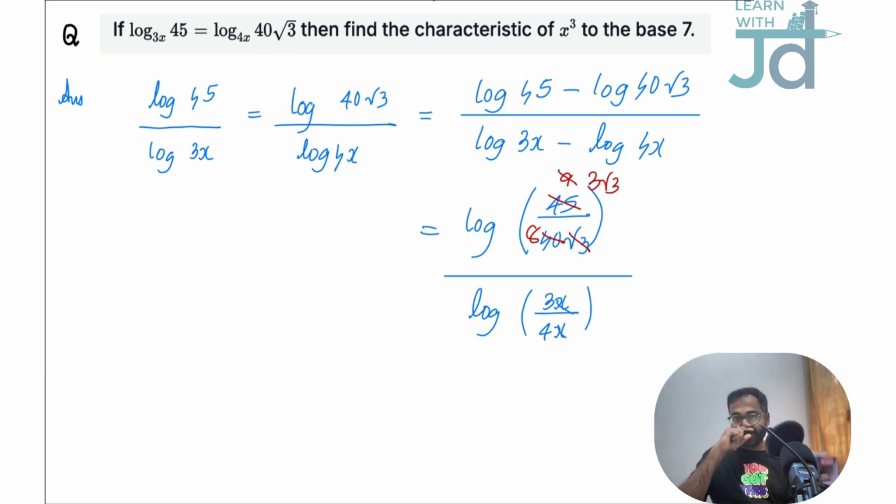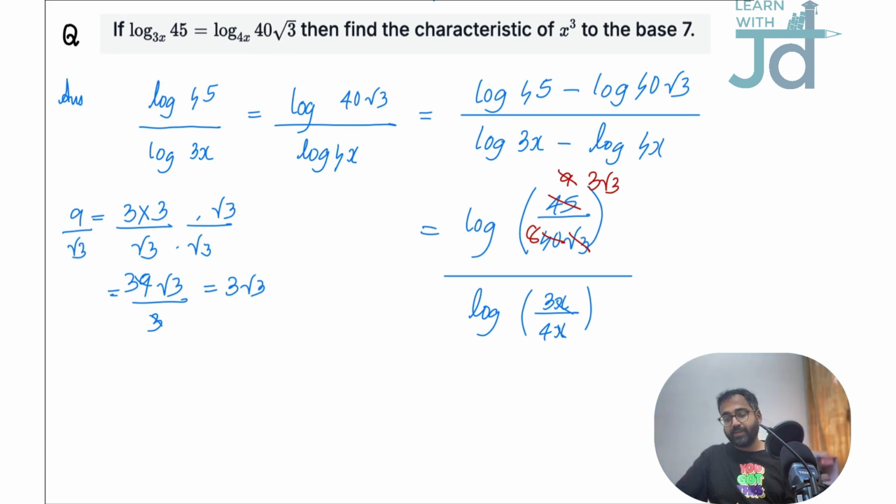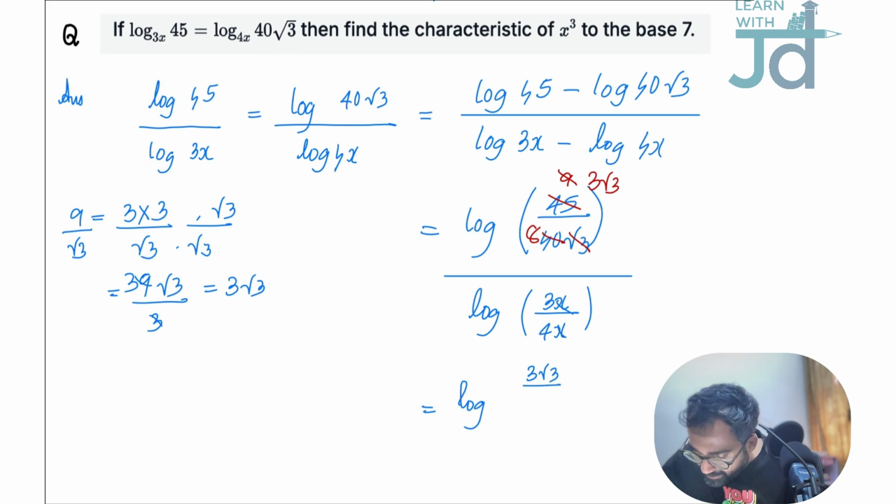Okay, that also you can understand actually. Okay, see 9 is actually 3 into 3 divided by √3. So I multiply √3 and multiply √3, rationalize it, I'll get 9√3 by 3, which is basically 3√3. So 9 by √3 is going to be 3√3. So this whole thing will become log 3√3 by 8 divided by log 3 by 4.